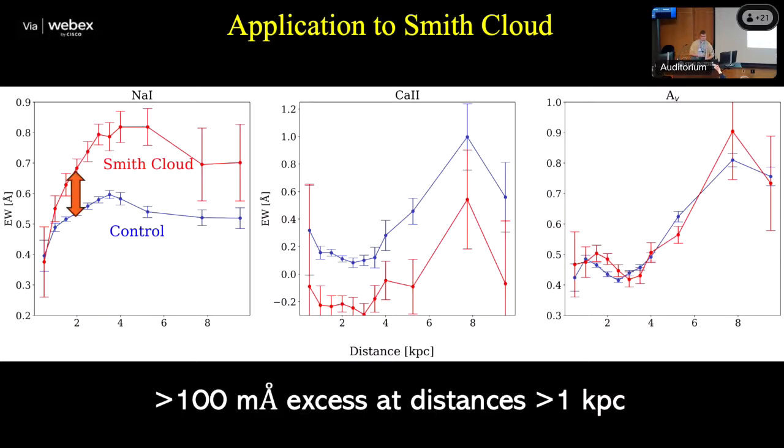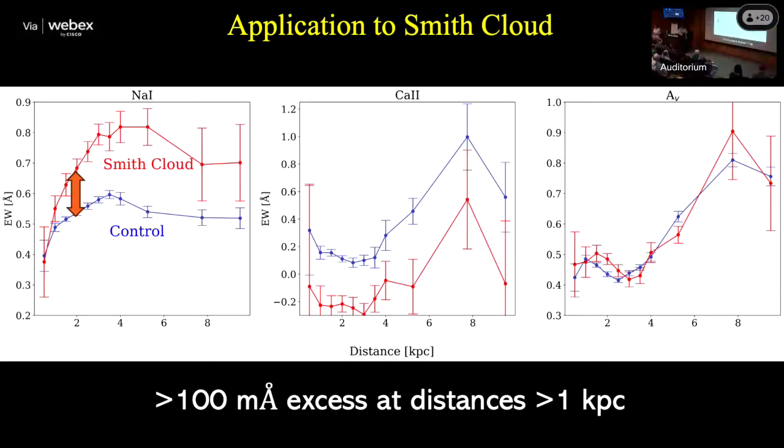Okay, one last question from our co-chair here, Liz. There's been some evidence, I think, of dust detection in the Smith Cloud through depletion measures. I see that your AVs are not 0. Is there any way that you can constrain the amount of dust or the AV in the Smith Cloud with your measurements?